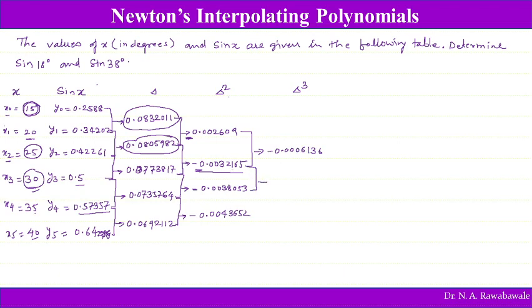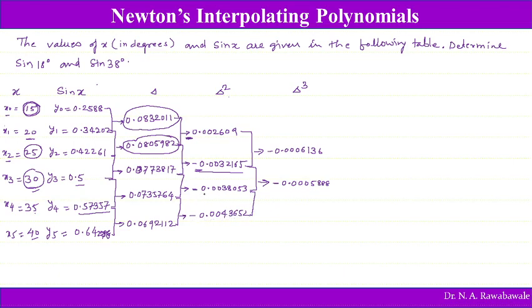And the divided difference of these two: minus 0.0038053, minus of minus becomes plus 0.0032165, divided by 35 minus 20. So this gives us minus 0.0005888.